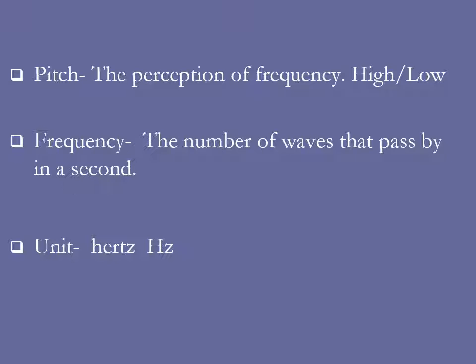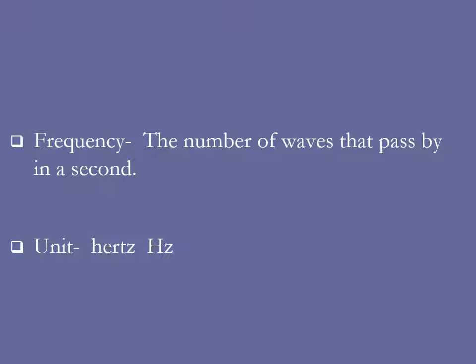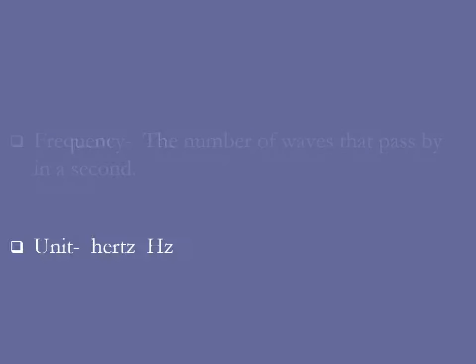The other thing that we use is frequency. Frequency is the actual measurement of the number of waves that pass by in a second. That is used to determine frequency. The more waves that pass by in a second, the higher the pitch. The fewer waves that pass by in a second, the lower the pitch. We measure this in what is called hertz.